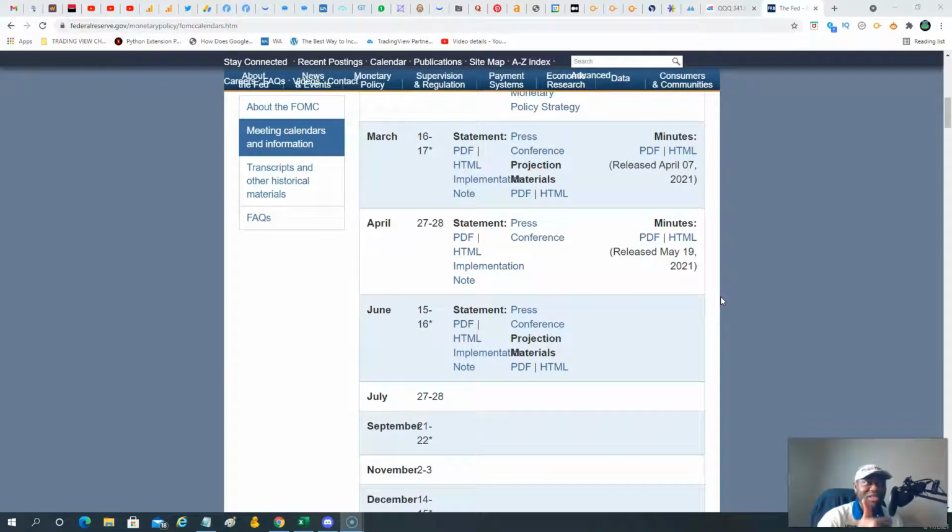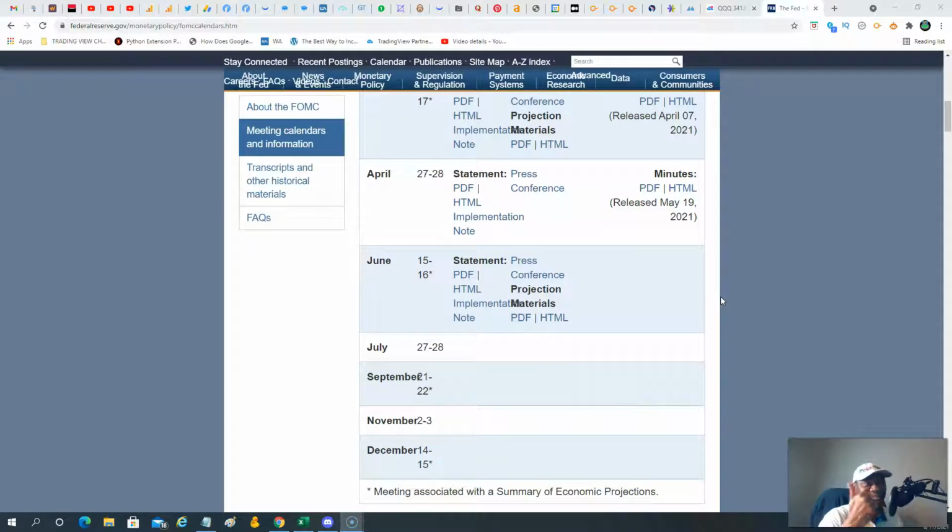The FOMC meetings start typically on a Tuesday, always on a Tuesday, and then Wednesday they finish. At 2 p.m. Eastern, there is a decision on interest rates, and then at 2:30, whoever is the Fed chair, which is J. Powell nowadays, goes and has a press conference. The first 15 minutes of that press conference is strictly reading a statement already prepared, and every single word is going to be interpreted by algorithms in the market. Kid you not.